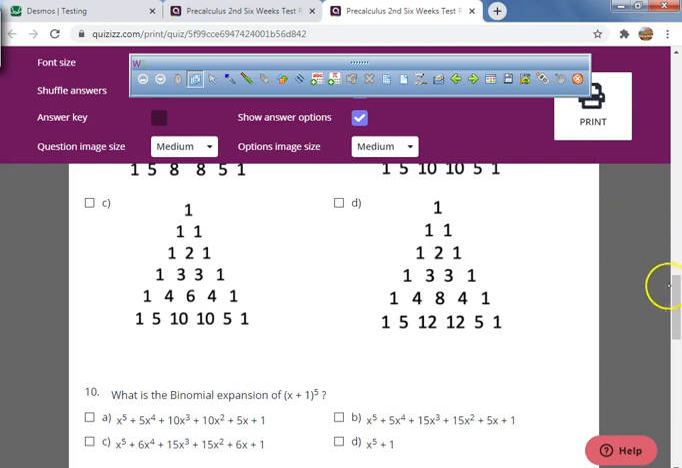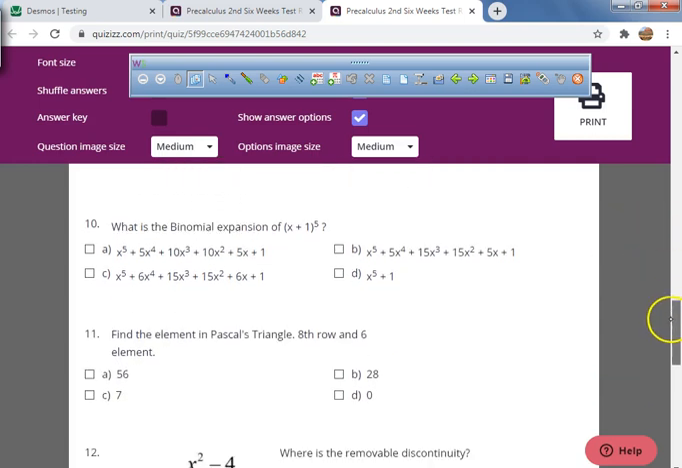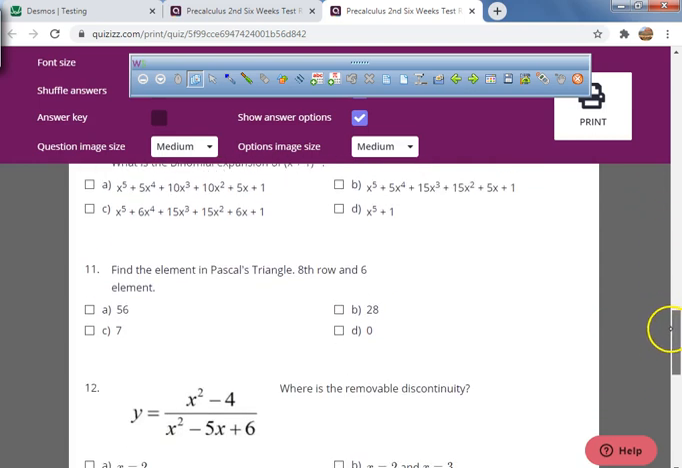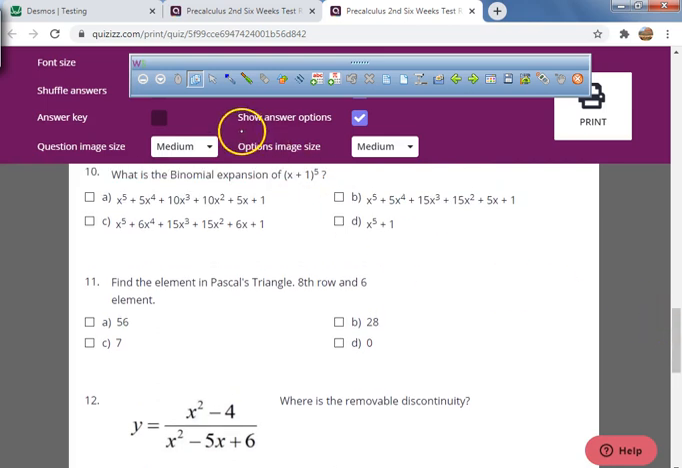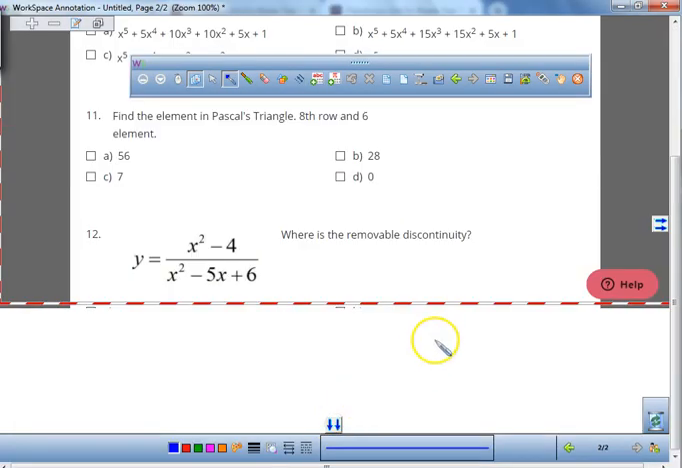All right, if you're wondering why I'm going so fast, we're going to skip over number 11, and we're going to go straight to removable discontinuity, okay? So you have to know how to do removable discontinuity. So does anybody know what the numerator factors to?